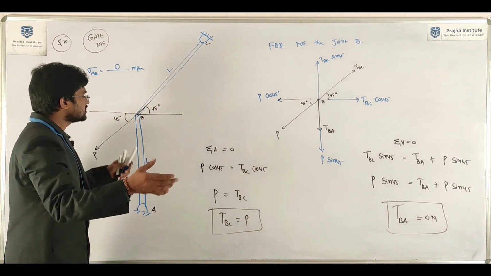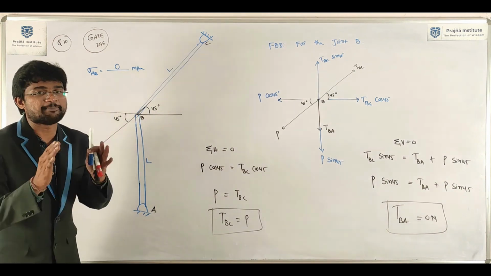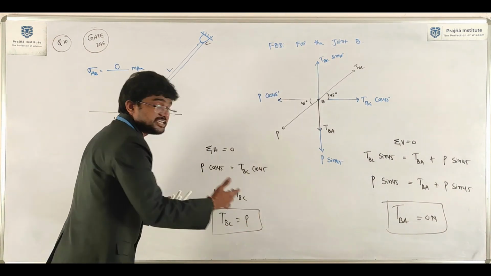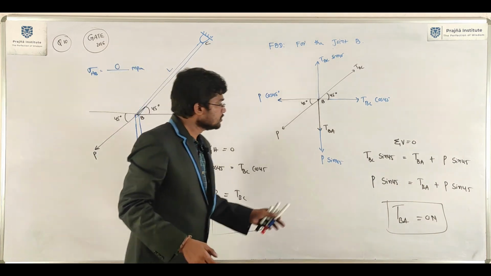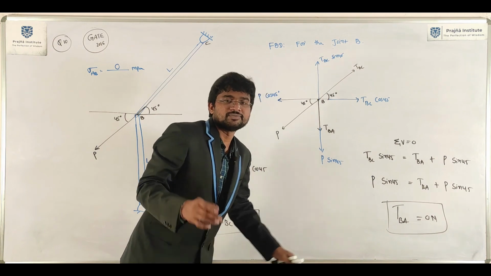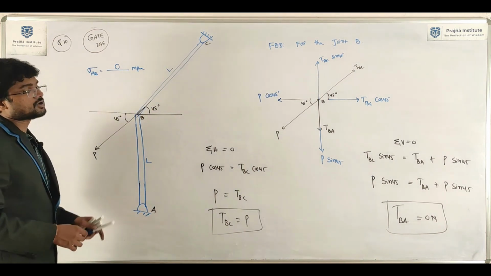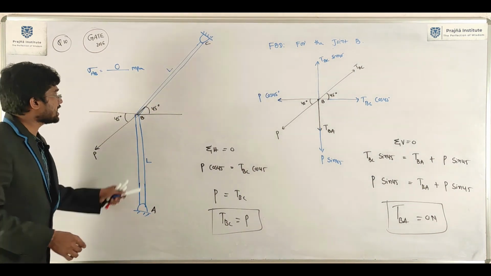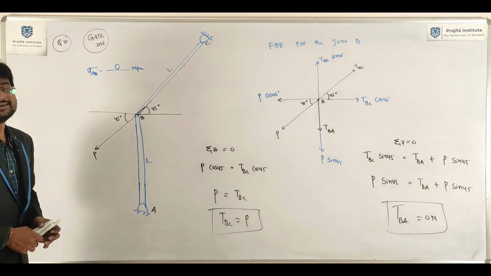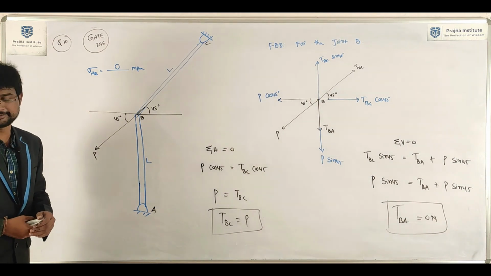Just draw the free body diagram at the joint B. Then resolve the forces and apply equilibrium equations. Then you will get the force in the member AB equal to 0. Then the magnitude of axial stress in the member AB is equal to 0 megapascal. Question number 10 is from GATE 2016.